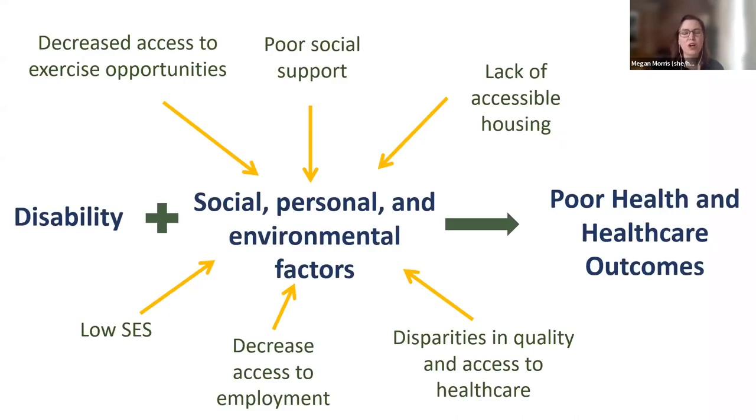We know that there's a wide range of social, personal, and environmental factors that contribute to the poor health and healthcare outcomes of individuals with disabilities. On the slide, I presented a few examples that have been demonstrated in the literature: decreased access to exercise opportunities, poor social support, lack of accessible housing, low socioeconomic status, and decreased access to employment. What we'll be talking about today is disparities in quality and access to healthcare. I just wanted to acknowledge all of the diverse social, personal, and environmental factors that are out there, but today we'll be focusing on the health and healthcare system. Next slide, please.